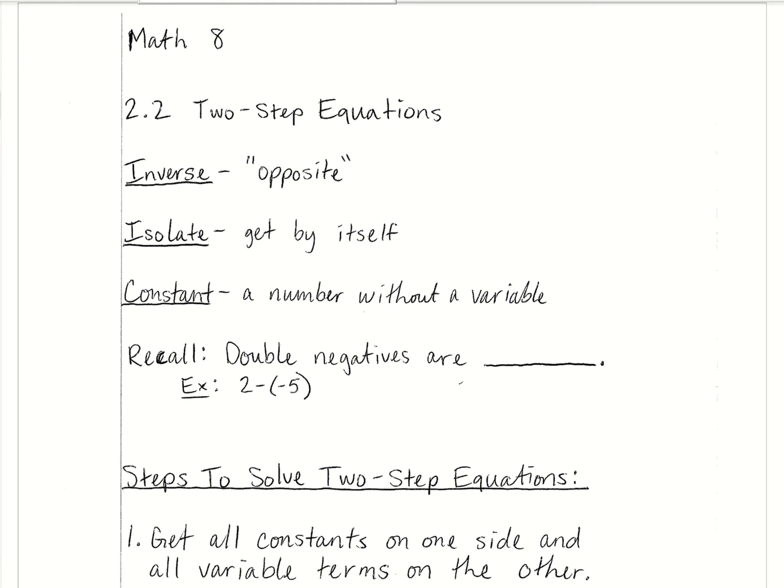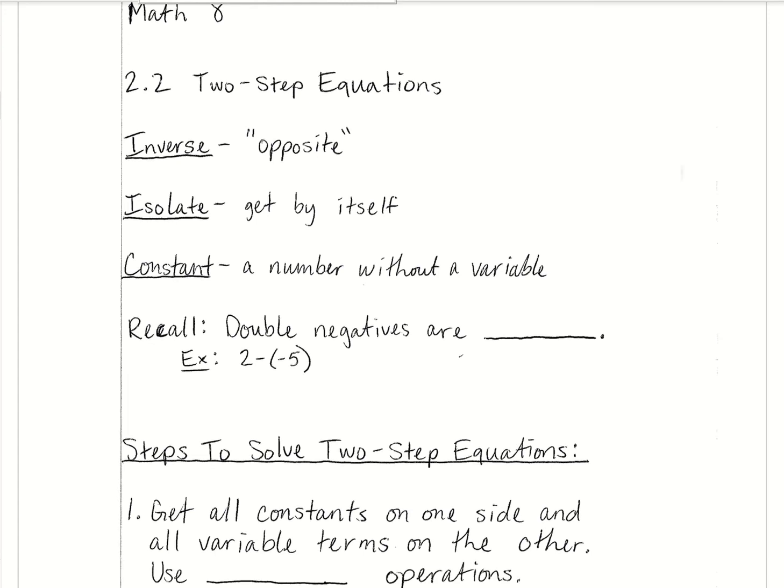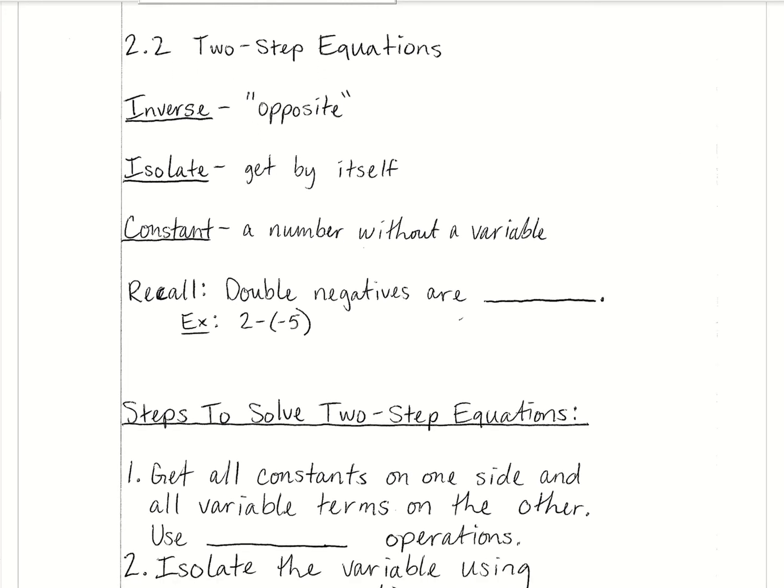So a few reminders for you. The inverse means opposite. So whenever I say inverse, I just mean opposite. To isolate means to get something by itself. So when you hear me say isolate the variable, that means get the variable on one side of the equal sign all by itself.